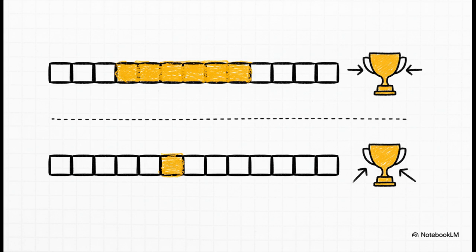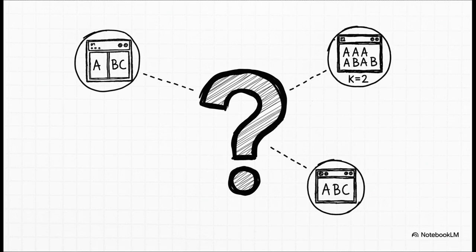The window size is always changing, and your job is to keep track of the best one you found so far. So you'll get these classic questions like, find the longest substring with no repeating characters, or the really famous one, find the minimum window that has all the characters from this other string.